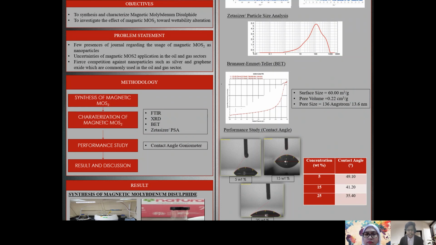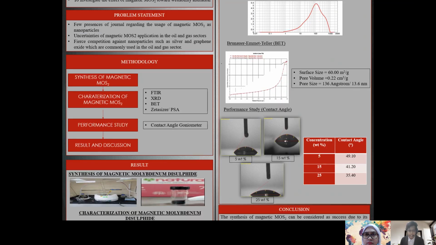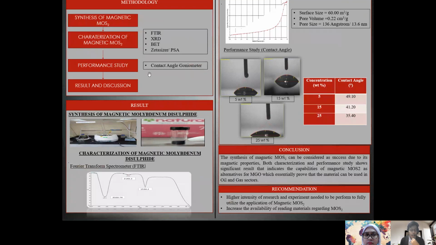Okay, after we get pH 10, the solution will be heated by the heating metal. As you can see here, this is the heating metal. The heating metal runs for about 2 hours at about 90 degrees Celsius. In order to ensure that the mixture is at 90 degrees Celsius, we take the temperature using a thermometer at 5 minute intervals to ensure that the temperature is within our expectation, which is 90 degrees Celsius.